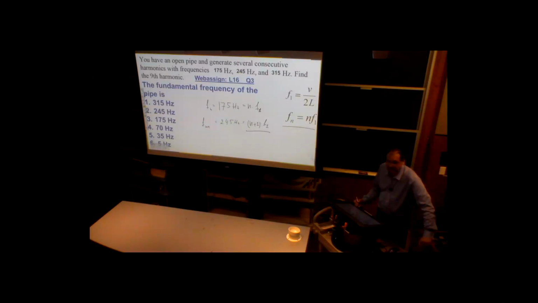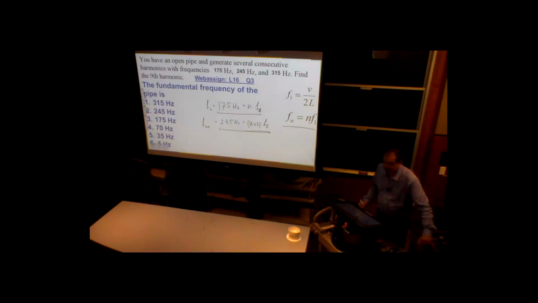What would be the easiest way to solve these two equations? And that's what you have to answer to yourself. Solve the equations and pick a number. This is the first equation, right? And this is the second equation. In fact, we have two equations and two unknowns. So mathematically, it's absolutely solvable. But all we need is F1, the fundamental frequency, the frequency of the fundamental mode.